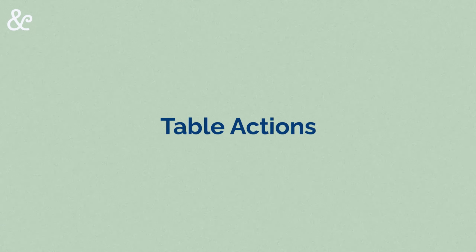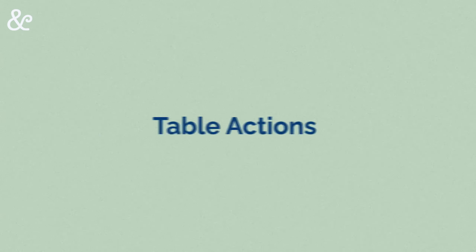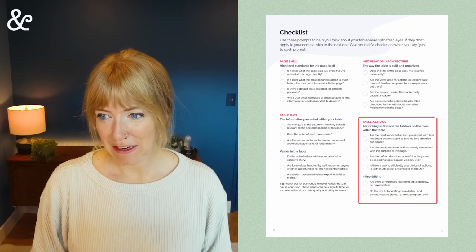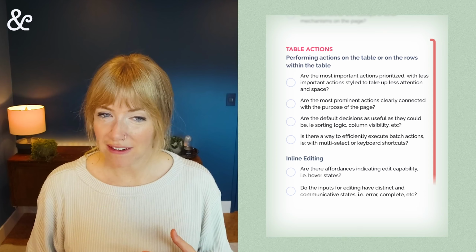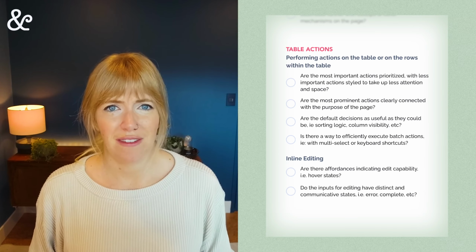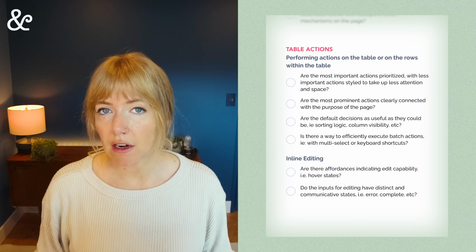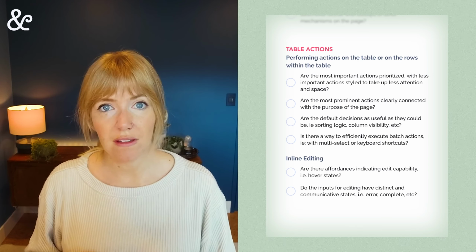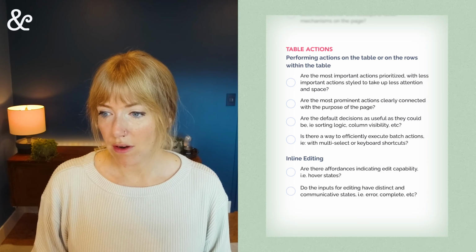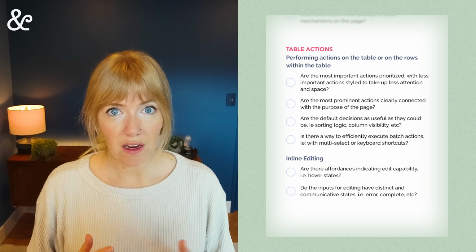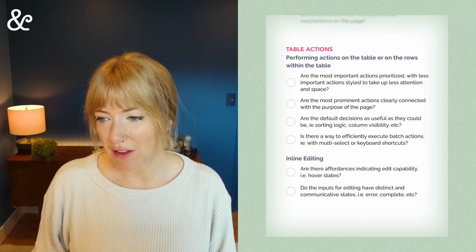Table actions are important to a data table. Yes, they are. Performing actions on a table or on the rows within a table. This is actually a pretty nuanced thing and needs to be done well too. So again, let's start with a little bit of hierarchy here. Are the most important actions emphasized or styled in a certain way compared to secondary actions or things that are less important?